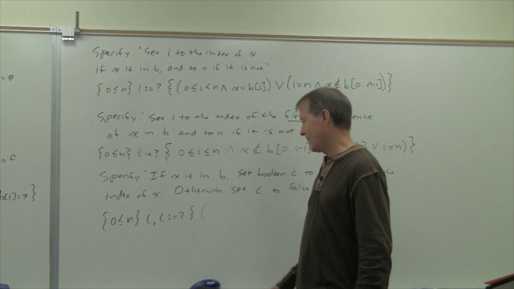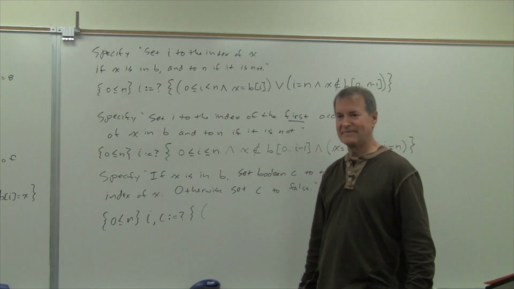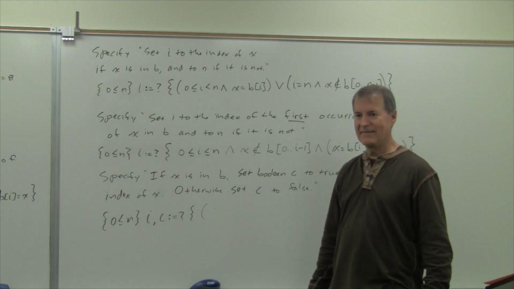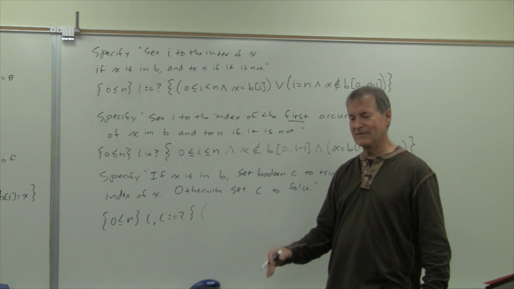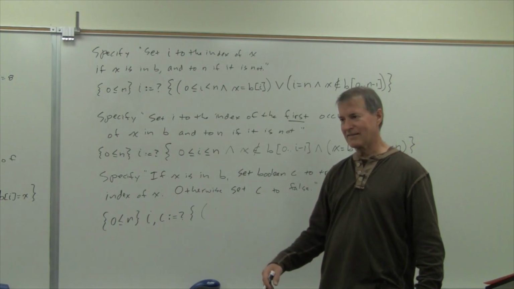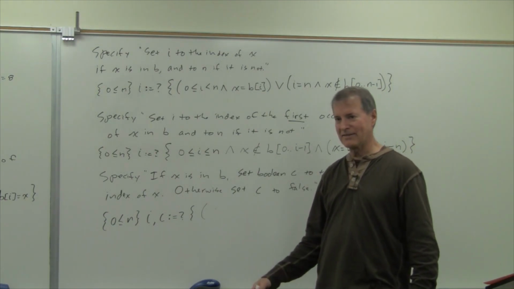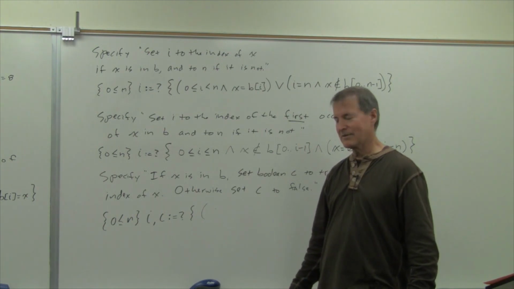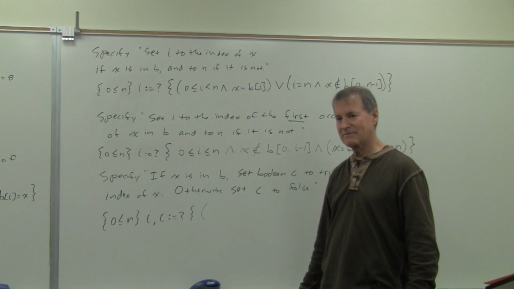If X is in B, then what? Well, that's what we have: X is an element of B implies C. If X is an element of B, it implies C. This is true. But then also, if it's not in B, then it's what? Set C to false. Yes, but can you combine those into just one expression?